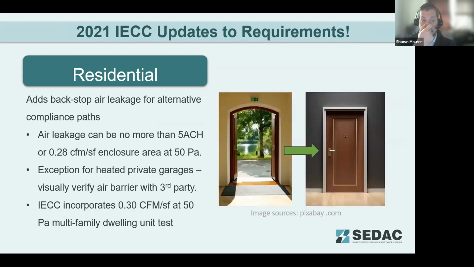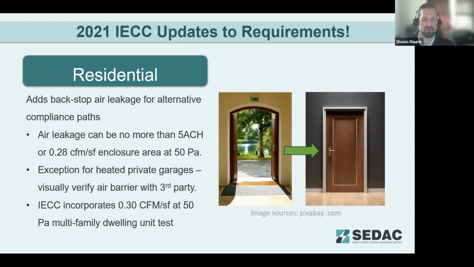In the 2021 IECC, some updates are coming to those requirements. They do add backstop air leakage requirements for alternative compliance paths like the performance path or the ERI compliance path. That air leakage can now be no more than 5 air changes per hour when following that volumetric procedure, or 0.28 CFM per square foot of enclosure area for the multifamily test. And again, that pressure is at 50 pascals for the residential side.